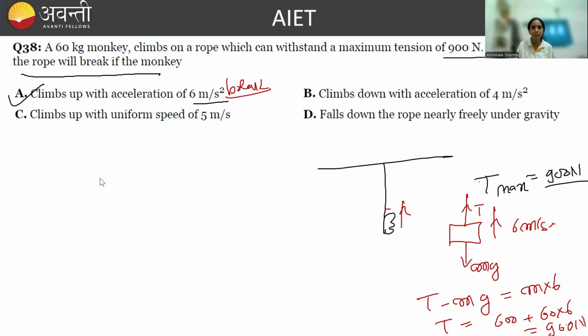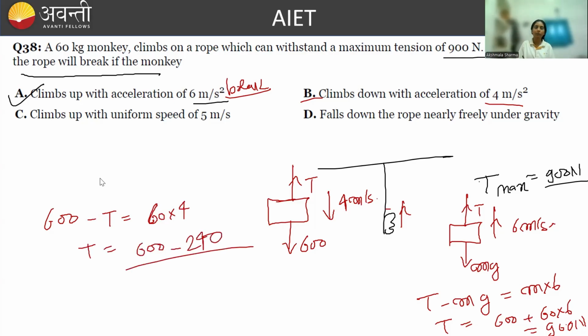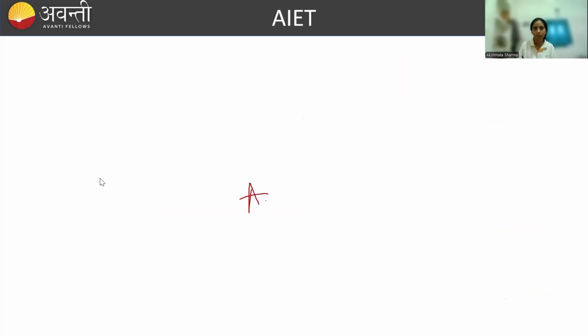But let me check another option for you. Let me check B. Climbs down with an acceleration 4. So if it is climbing down, in that case, again tension always acts up. Gravitational force mg is 600 Newton, and it is coming down with 4 meter per second square. So net force will be in the downward direction. So 600 minus T is equal to 60 into 4. So T equals 600 minus 240. So here definitely tension is less than 900. Similarly, you can check with the other. Correct option is what? A. Okay.